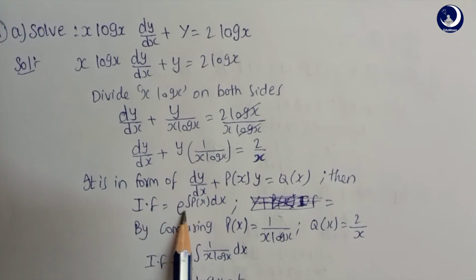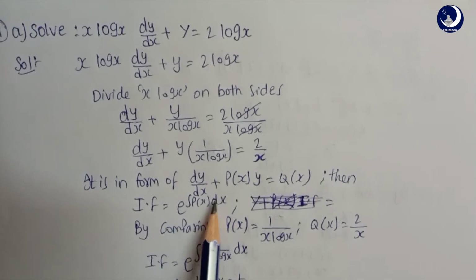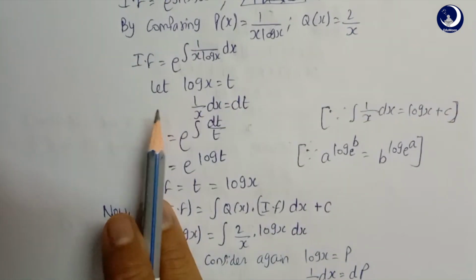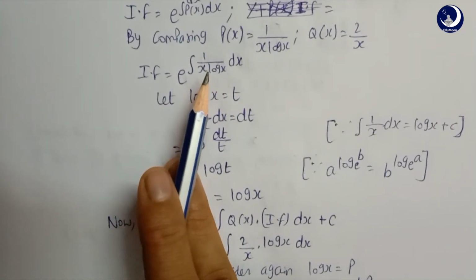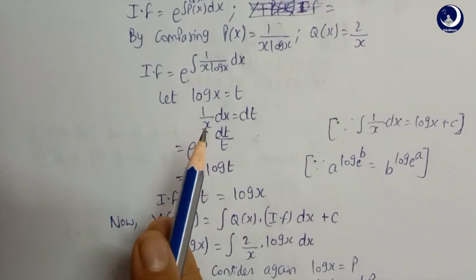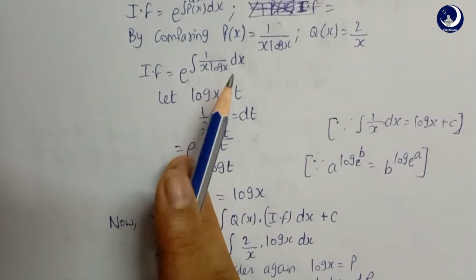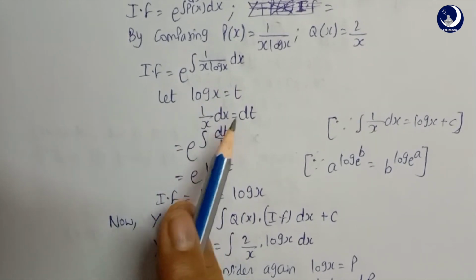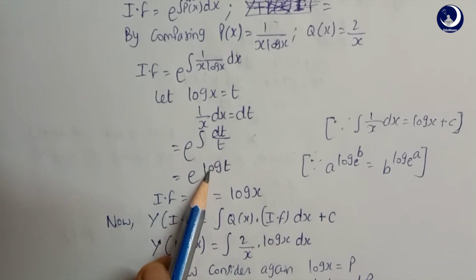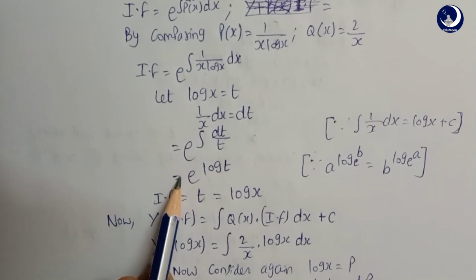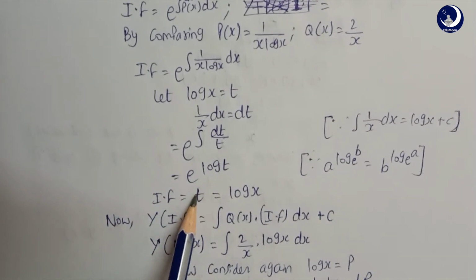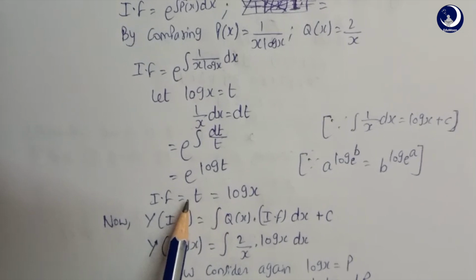Now we find the integrating factor. Integrating factor means e power integral of p of x dx. We know p of x is 1 by x log x. By replacing this we get e power integral 1 by x log x dx. Now I took log x equal to t, then 1 by x dx equal dt. So I got integral of dt by t, which is log t. Replacing, e power log t gives t, and t means log x. So I got the integrating factor log x.